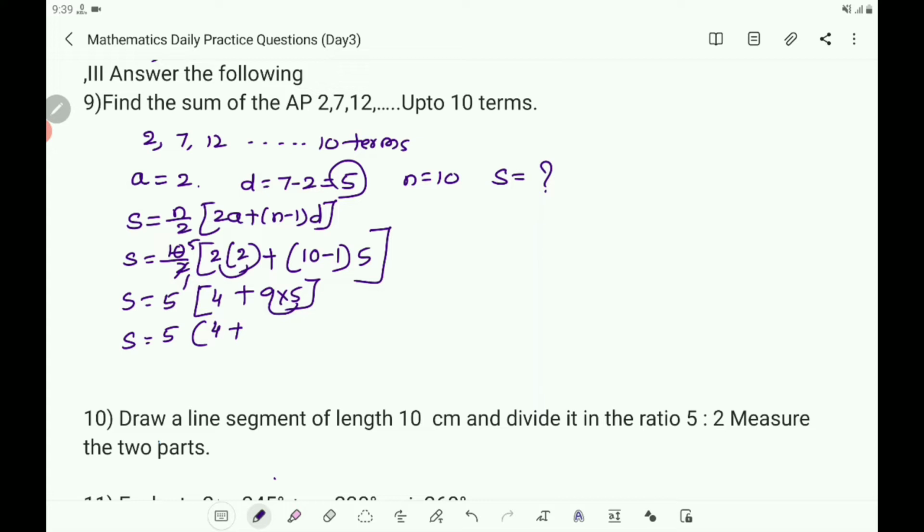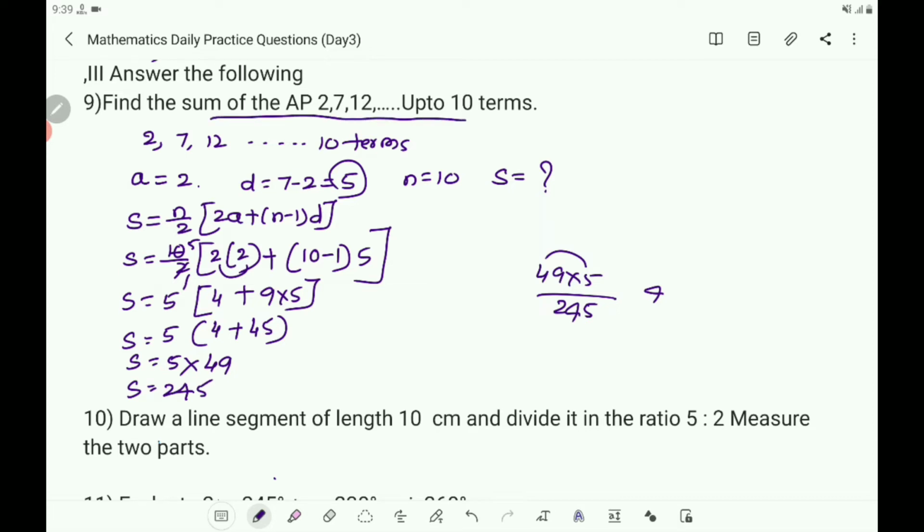9 fives are 45. Then S equals 5 into (45 plus 4). 45 plus 4 is 49. Then S equals, find the product of 49 and 5. 9 fives are 45, carry 4. 5 fours are 20, 20 plus 4, 24. So you got 245. Then the sum of the AP 2, 7, 12 up to 10 terms is 245.